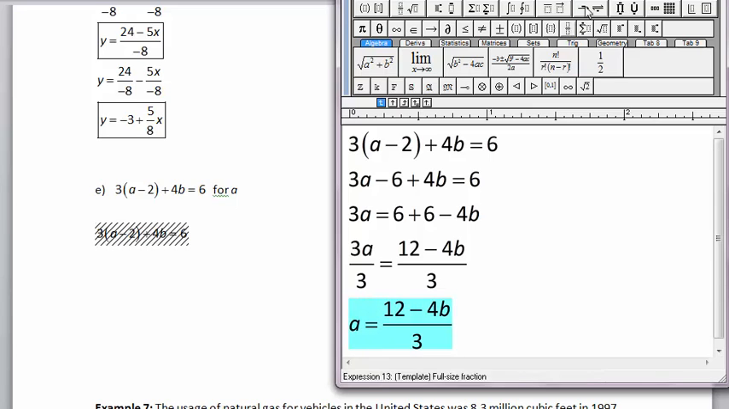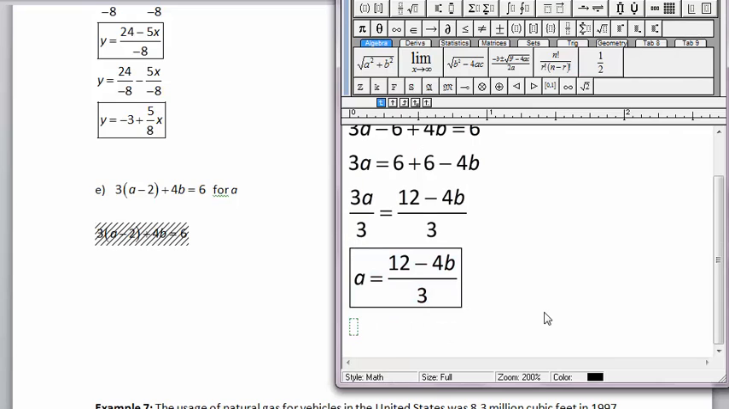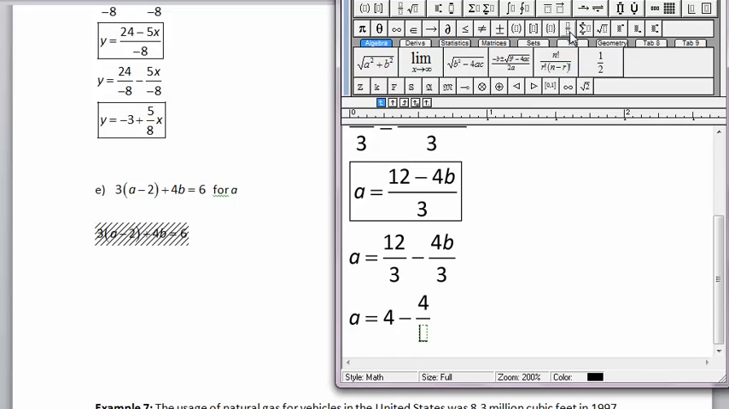Or once again, we can distribute that division to write two separate fractions. If I write two fractions, notice that 12 divided by 3 is 4. And if I have minus 4 divided by 3, 4 divided by 3 is just going to be the fraction 4/3 b. So this would be the same thing as I had above, just with my division distributed.